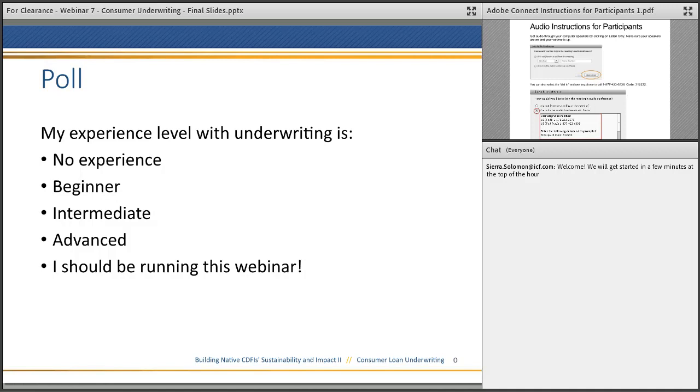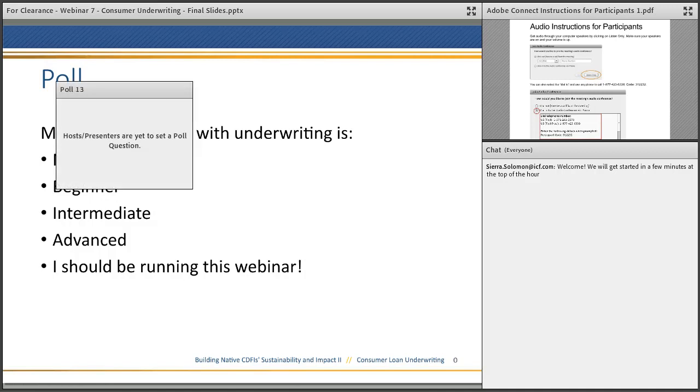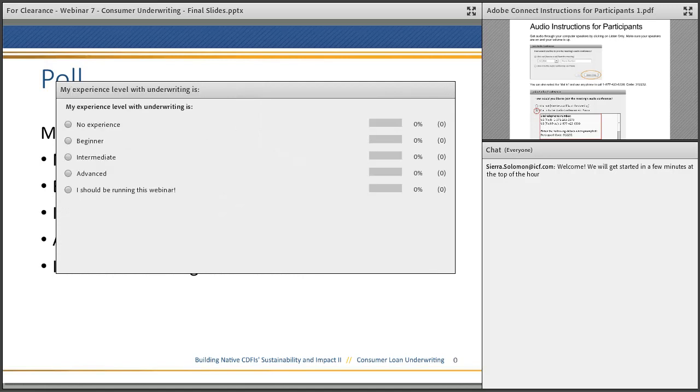We just wanted to start with a quick poll to get a sense of what your experience level with underwriting is, and that could be consumer underwriting, housing underwriting, or small business underwriting. Okay, so it looks like most of you have at least a little bit of experience with underwriting. Welcome to our newcomers as well. We hope this is a good introduction and not too overwhelming.